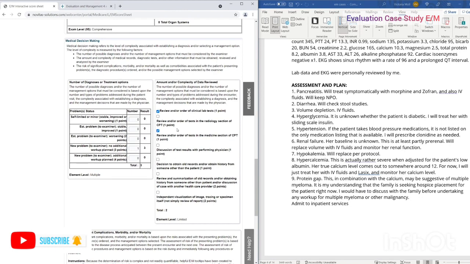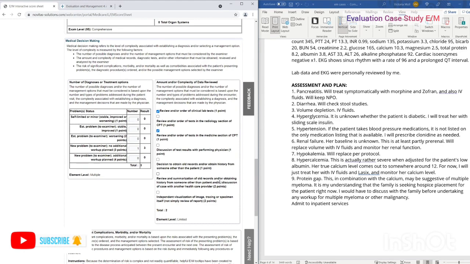Now, as far as other components here, we are not reviewing or ordering x-rays. I didn't see any test studies done with the provider. I'm not seeing any reviews of old records or obtaining history from someone other than the patient. There's no summarization of any old records.